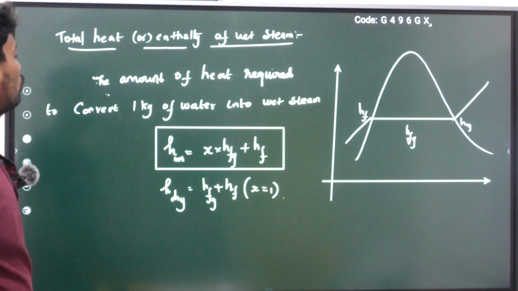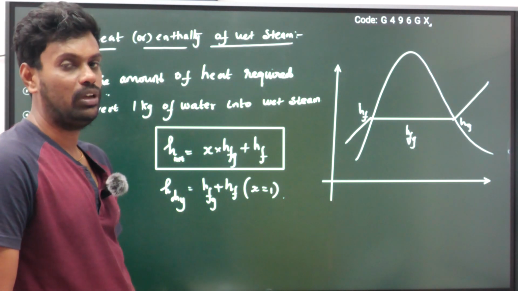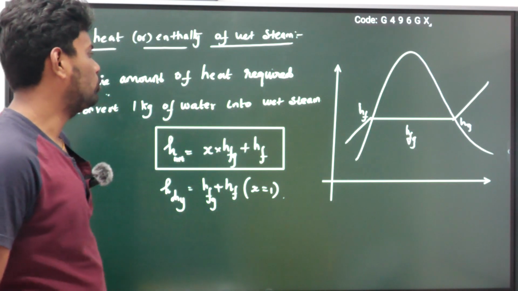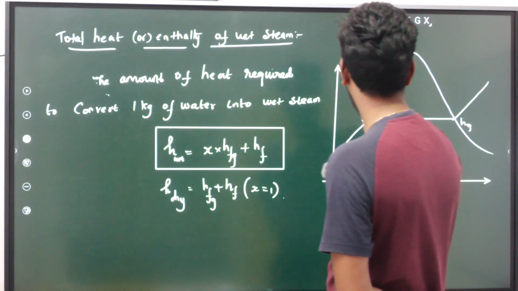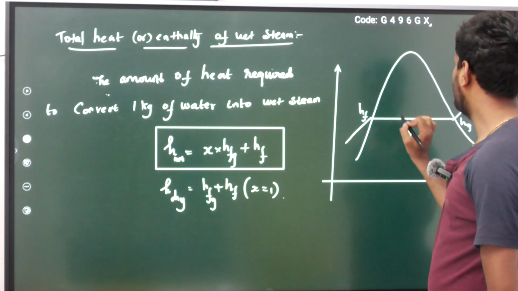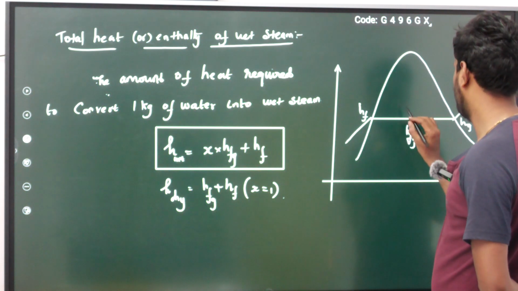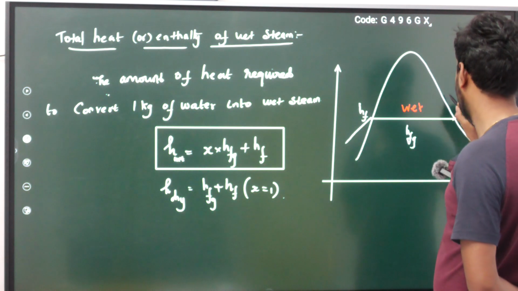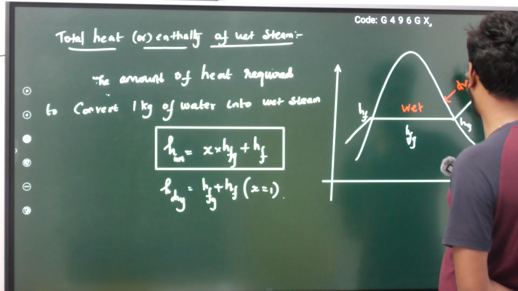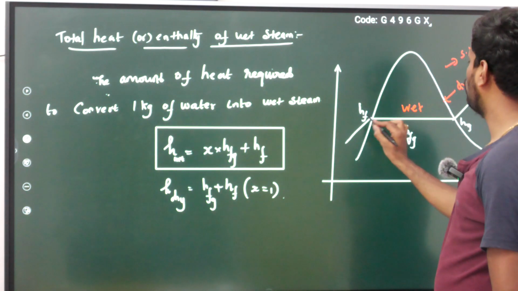Next, total heat or enthalpy of wet steam. To convert the water into wet steam, how much heat is required, that is the formula. That is the definition of this. Suppose I want to convert the water into wet steam only, not dry steam. So this whole portion is wet steam. In this area the steam is wet, on this line the steam is dry, and right of this line is superheated steam.